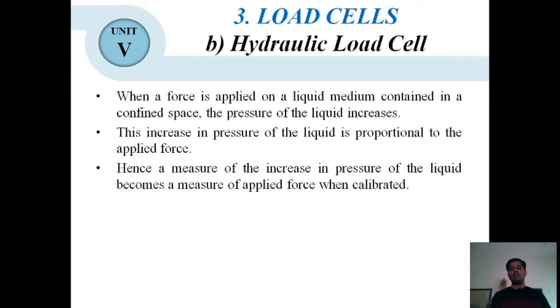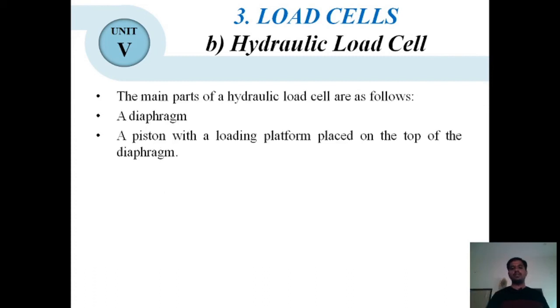Whatever equipment we use to measure the pressure will have a scale calibrated in terms of force, so the scale will have values in terms of the force itself. So what are the main parts in the hydraulic load cell? One is a diaphragm, and a piston with a loading platform placed on top of the diaphragm.